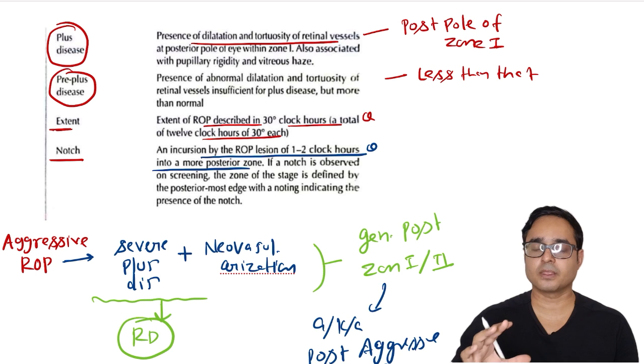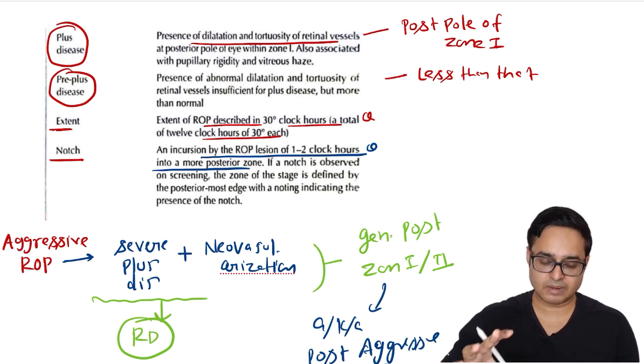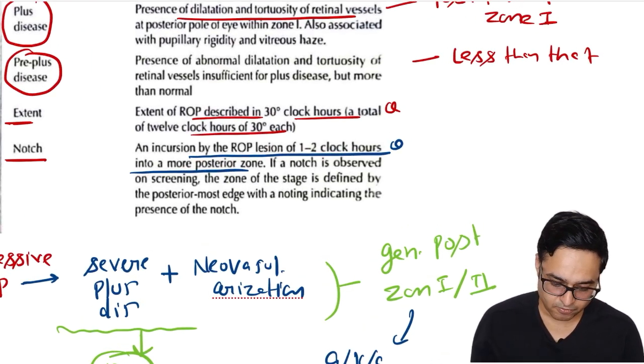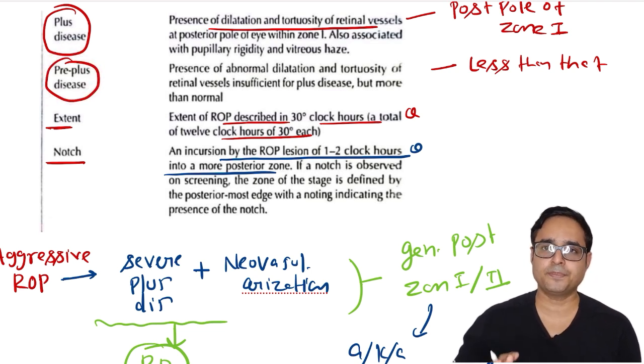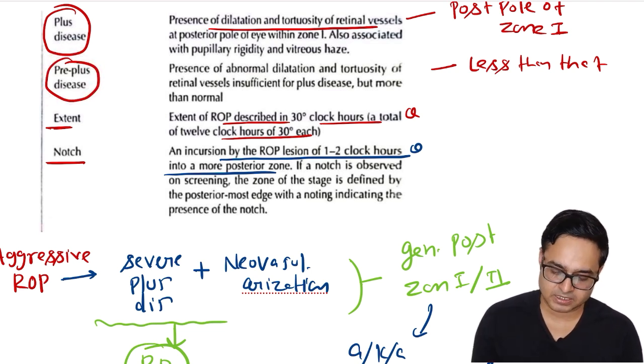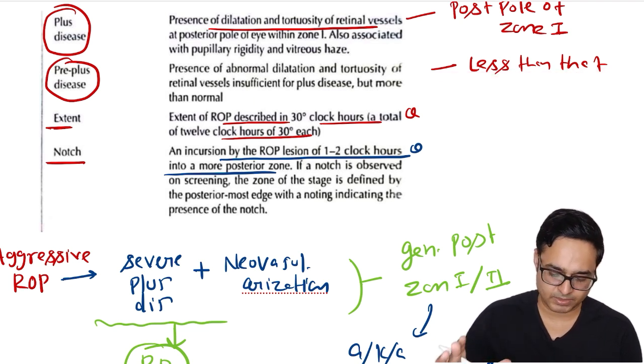Stay very attentive. If you find anything you're not able to understand, just pause this video and revise this again. You will understand this condition. Actually this is very important to understand. Okay, what is pre-plus disease? You don't have to remember pre-plus disease. Basically pre-plus disease is less than plus disease, so you need not remember.